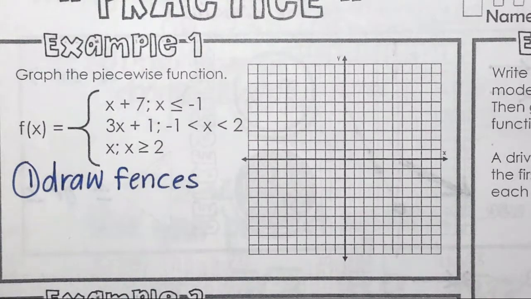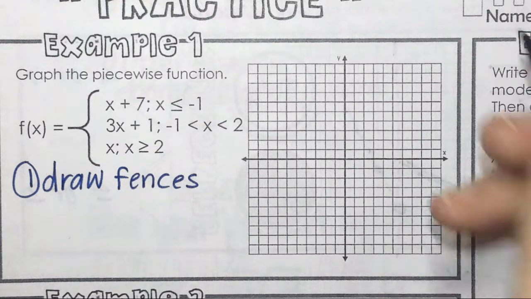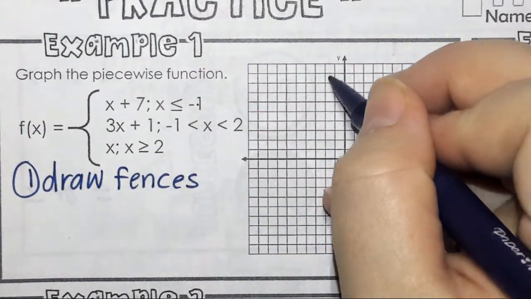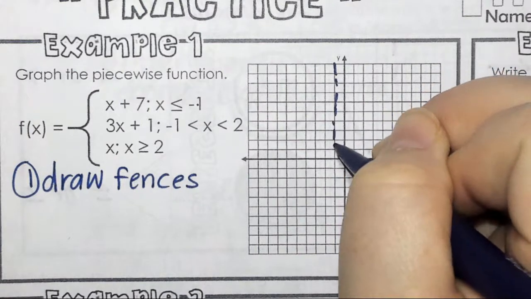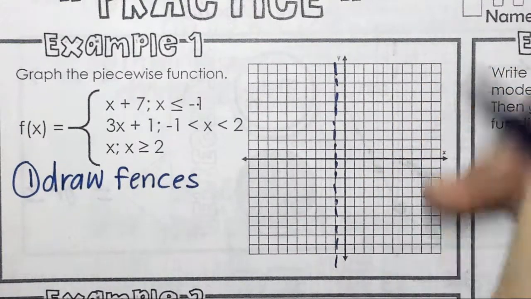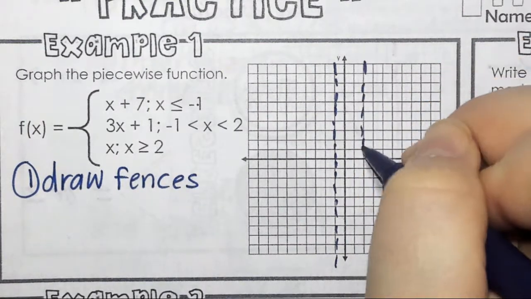If we have to draw a fence, where would we put our fence on example 1? -1 and 2, because -1 and 2 are where those issues are happening. And that's how your group gets a point. So -1 has a fence and 2 has a fence.